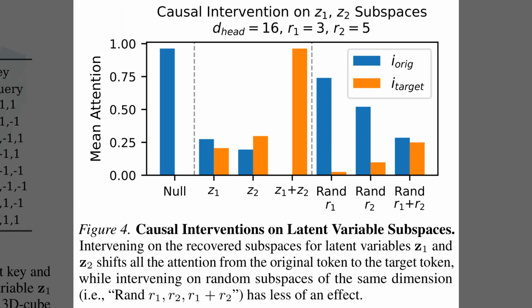Alright, while the previous figure confirmed we could recover the right dimensions, Figure 4 demonstrates that these subspaces actually control the model's behavior. Here, the authors intervene on the key vectors to shift attention from an original token, shown in blue, to a target token, shown in orange. Look at the central group labeled Z1 plus Z2. When they swap coordinates in both recovered subspaces, the attention transfers almost completely to the target, driving the orange bar up to nearly 1. In contrast, the random baselines on the right fail to produce this clean shift, proving the method has isolated the true causal mechanism.